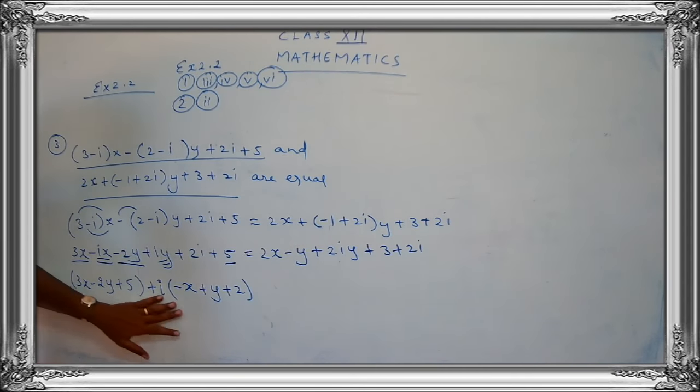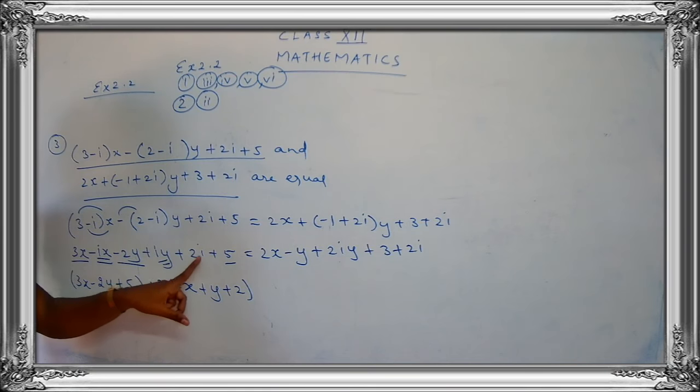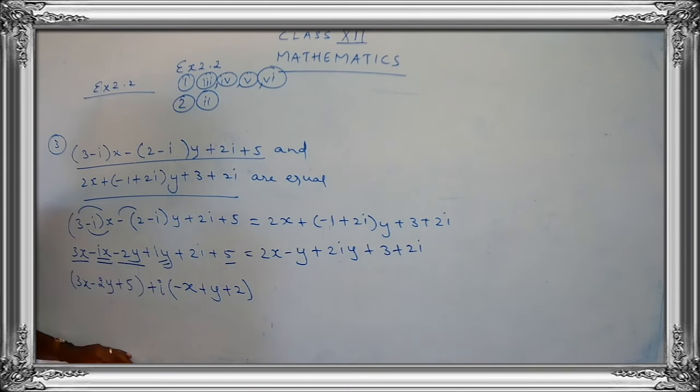I hope you are clear with the i part, children. The real part is the number without i, so you are just taking all the numbers without i. And now for the i part, you take plus i common. When you take plus i common, what is left here? Minus x. Put here minus x. When you take plus i common, what is left? y. Yes. When you take plus i, what is left? 2. Good. So we have completed the LHS part.